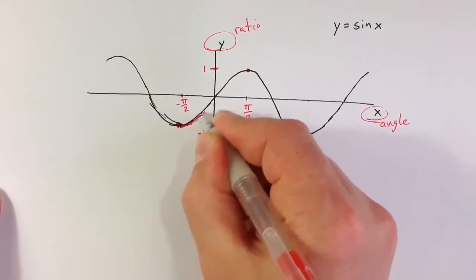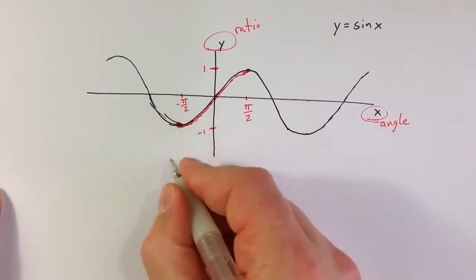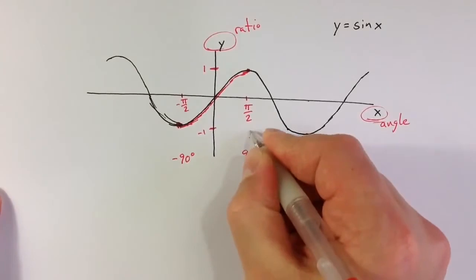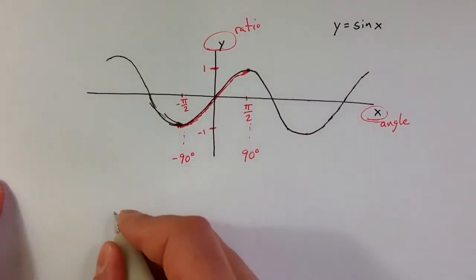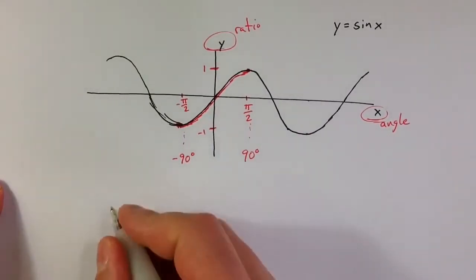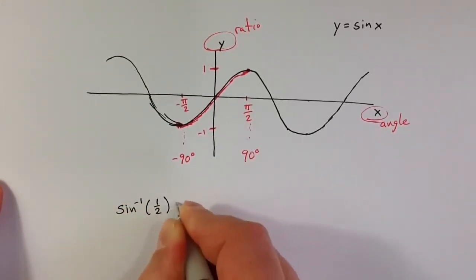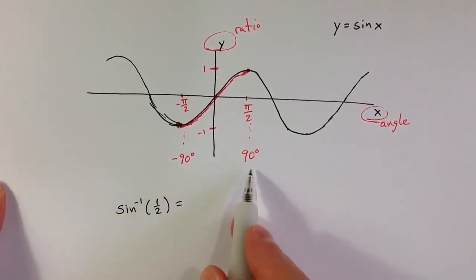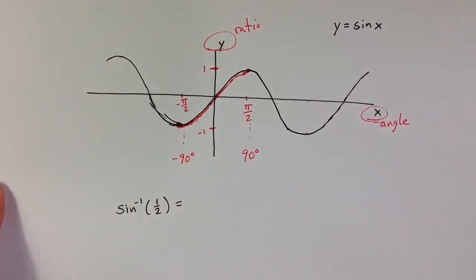That's the set of angles from negative pi over 2 to pi over 2, or from negative 90 degrees to positive 90 degrees. That's the set of angles that gives us the full set of possible ratios. And so when we make a statement like sine inverse of 1/2 equals some angle, that angle has to be between negative 90 degrees and 90 degrees, or in radians, between negative pi over 2 and pi over 2.